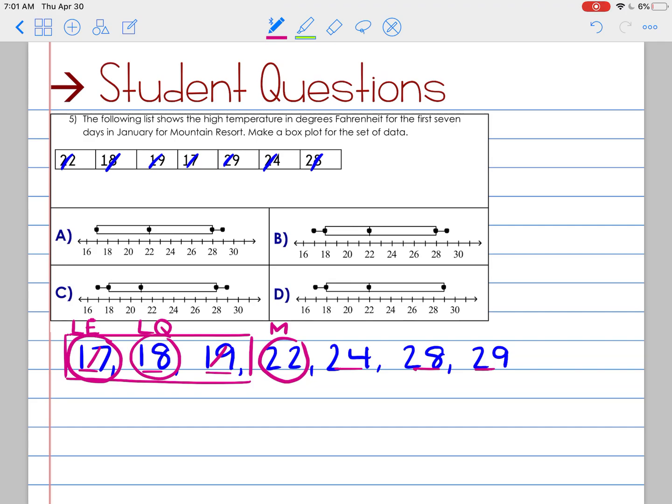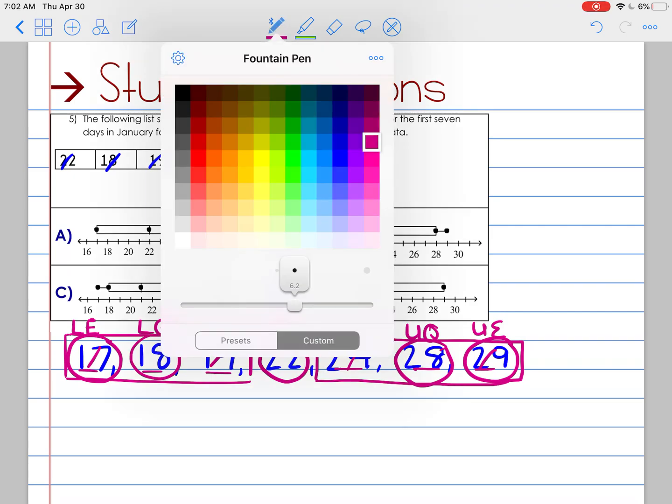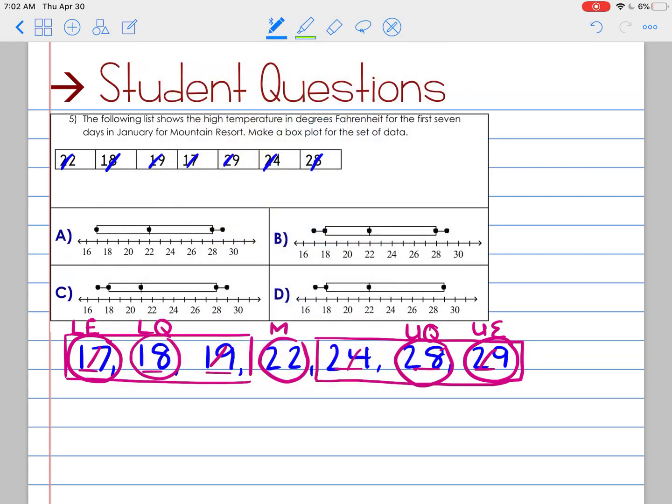Okay, now let's take a look at our upper half. On our upper half here, the median of our upper half, or our upper quartile, is 28. And my upper extreme, or my maximum, is 29. So those are all steps that we learned yesterday. Today what we're going to do is actually put those on our box plot. So the first thing that we need is a number line, because we have to plot these numbers on a number line.